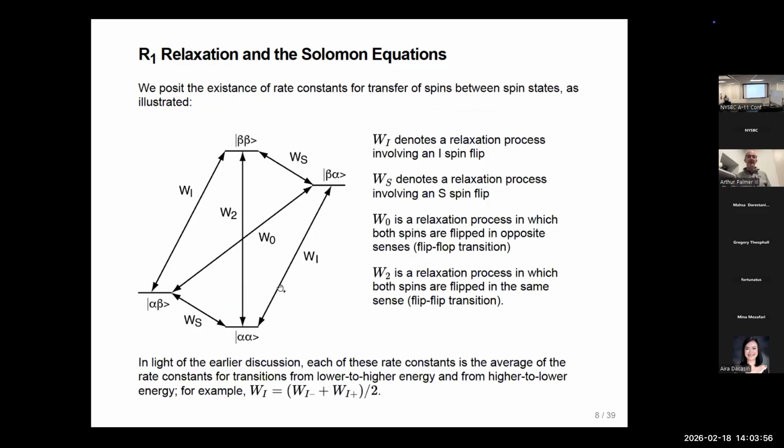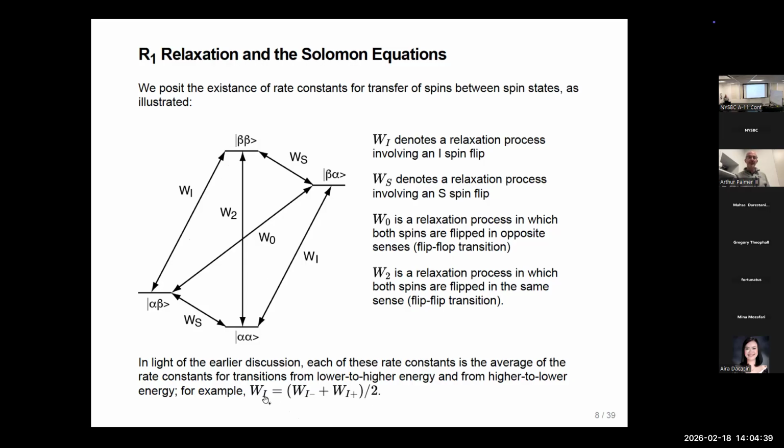And now I have a bunch of rates connecting the different levels. Before I just had up and down, but of course now I have up and down connecting all of these levels. And the reality is, of course, I should always have two arrows here. I should have something here that's WI plus and WI minus, because the populations of these two levels are different. So going down is going to be different than going up.